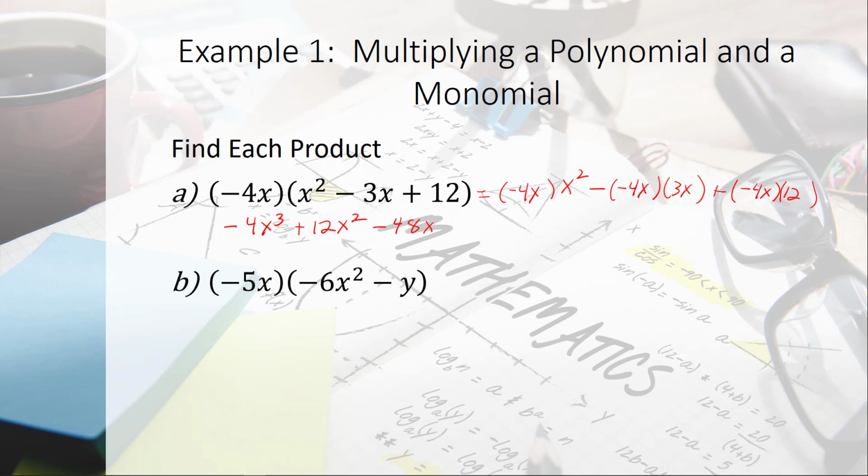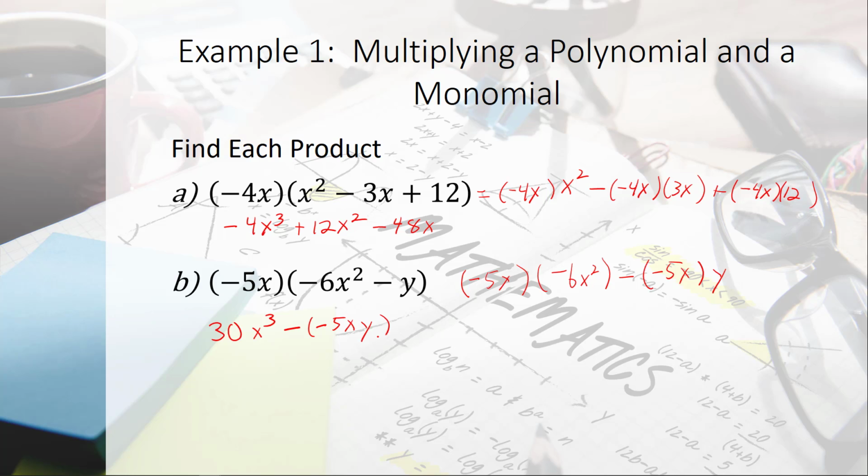Okay, for this problem, once again, we're going to use the distributive property. We have negative 5x times negative 6x squared minus negative 5x times y. Okay, evaluating this, we have negative 5x times negative 6x squared, which would be positive 30, and then x times x squared, that would be x cubed, because once again the exponents add using the product rule. I have minus, and then I will have negative 5x times negative y. I can write that as negative 5xy.